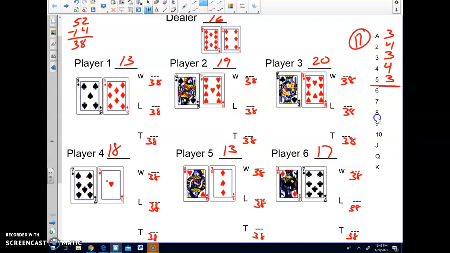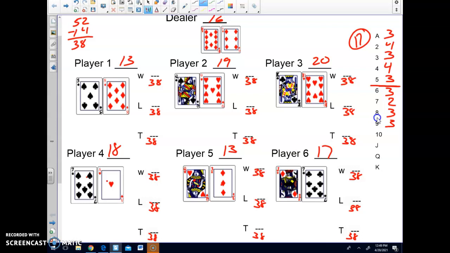Now we do 6 through 10. In terms of 6s, there's 1 exposed, so there's 3 left. In terms of 7, I see 2 exposed, so there's 2 left. In terms of 8, I see 1 exposed, so there's 3 left. In terms of 9, I see 1 exposed, so there's 3 9s left.